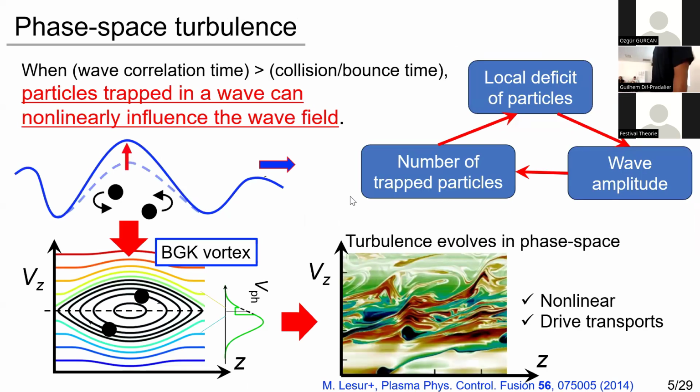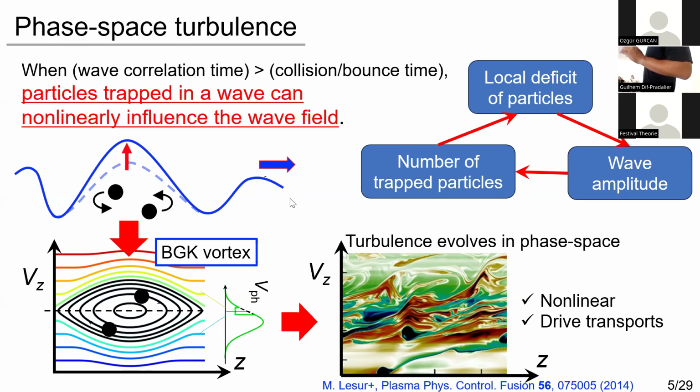Then I will talk about the phase-space turbulence. Phase-space turbulence becomes very important when, especially, the wave correlation time becomes longer than the collision time or bounce time of the trapped particle, especially in the high temperature plasma where we have less frequent ion-ion collisions. So in such a case, the particles that are trapped in a wave can nonlinearly influence the wave field, which is illustrated in this picture. So let us consider the blue curve here is a propagating potential wave, and the black curve is trapped particles in a wave phase of the potential wave.